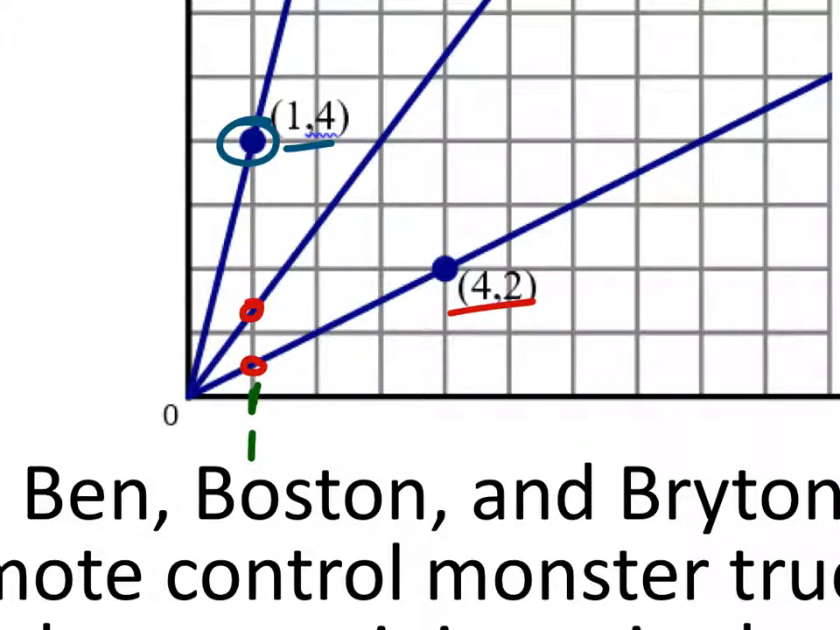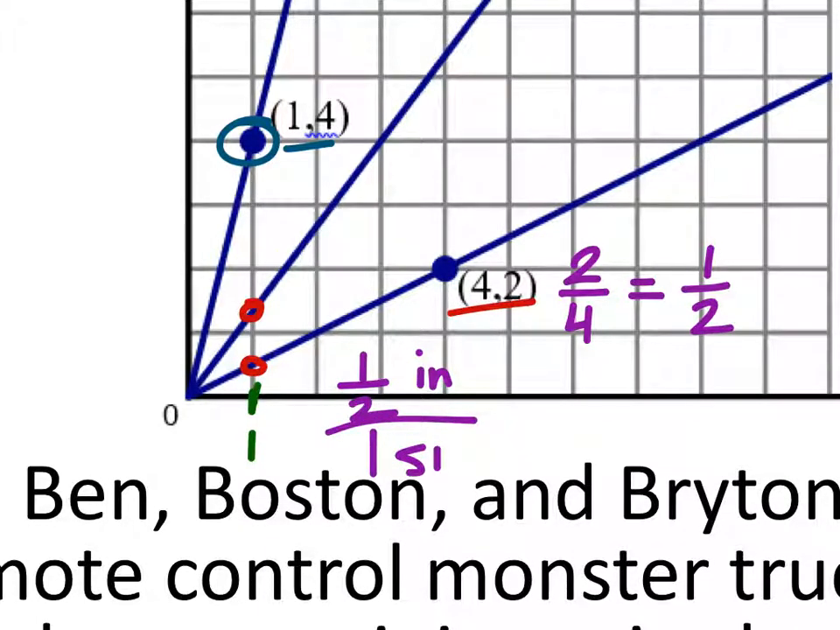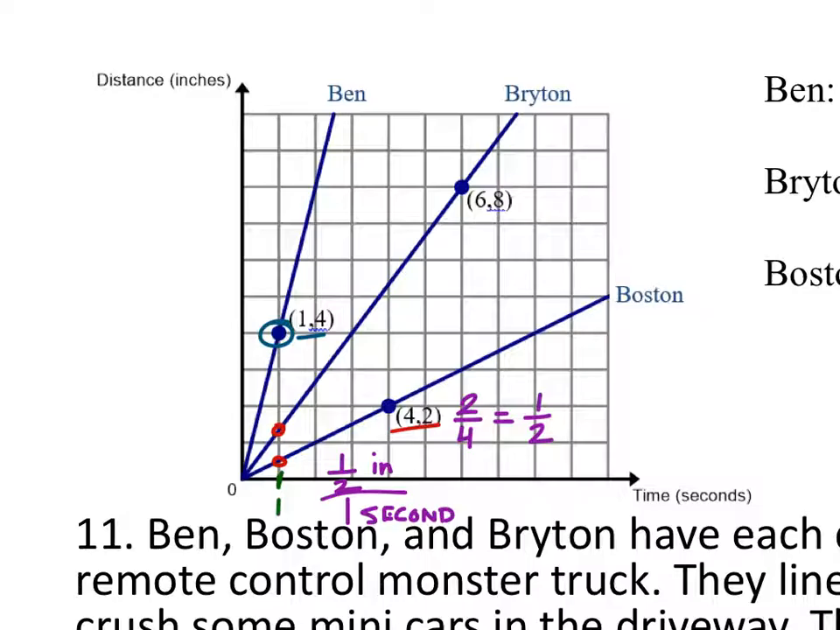Now the good news is we've already defined how to find it in a table. It's the same way with ordered pairs. To find the unit rate, we're going to take the y value, which in this case is 2, and divide it by the x, which is 4. And if we simplify this, we get 1/2. So in this case, the 1/2 is going to be represented by inches for every 1 second. So that would be the unit rate for Boston.